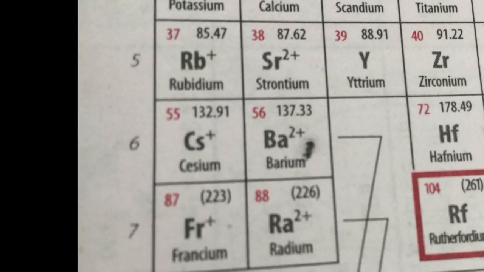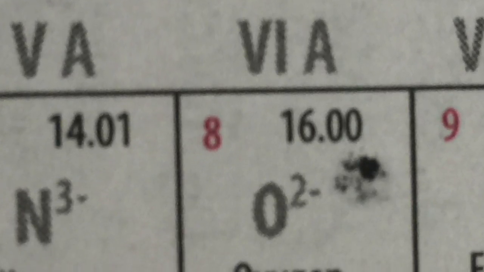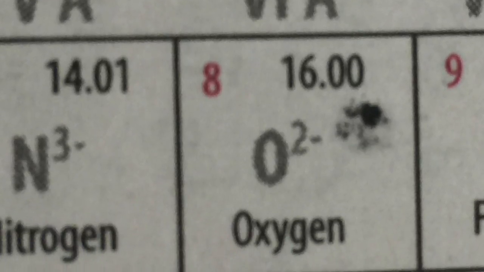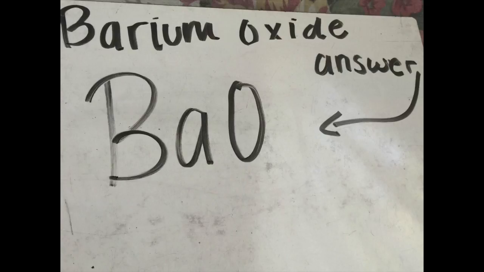Our first example from name to formula is barium oxide. By using the periodic table, we know that Ba is barium. We also know that oxygen is the same thing as oxide, and it's going to stand for O. So if we put this all together, we get BaO, our answer, and we're done with this example.